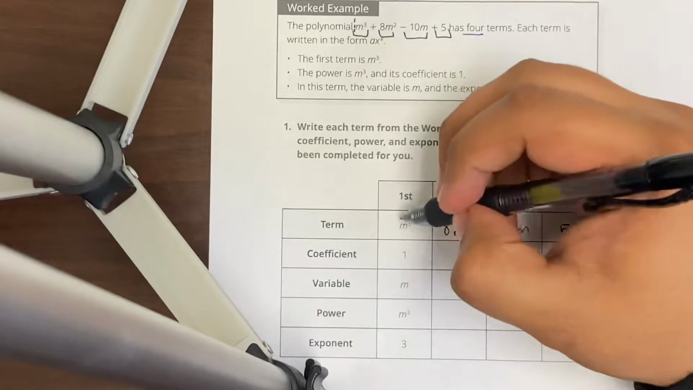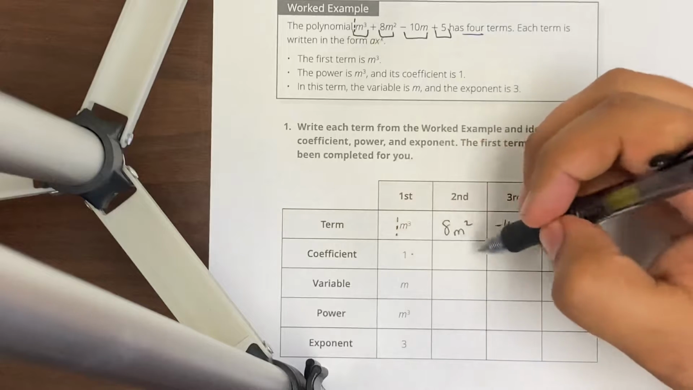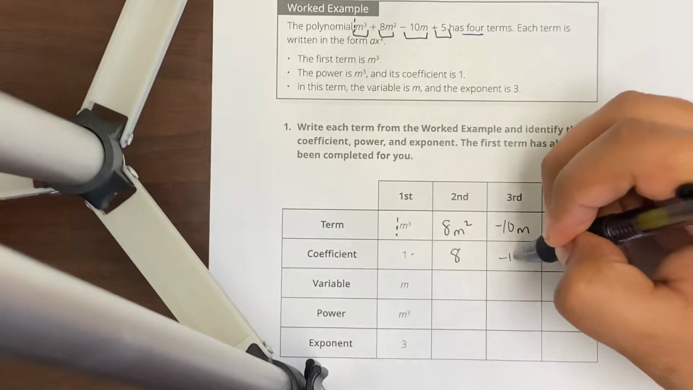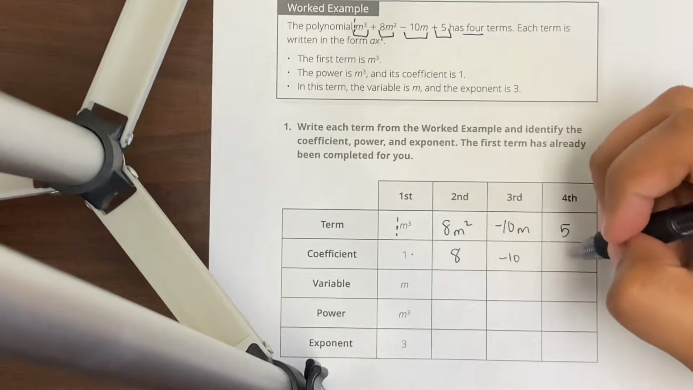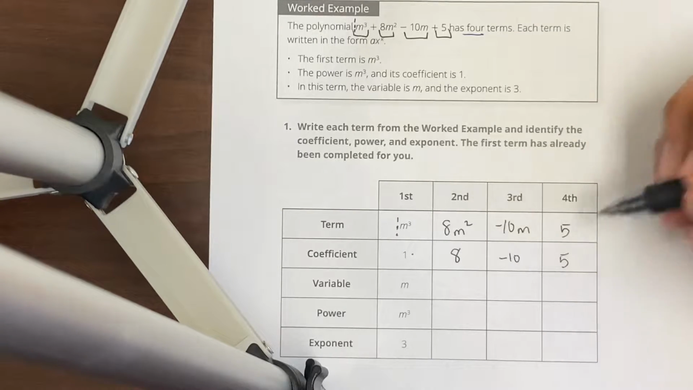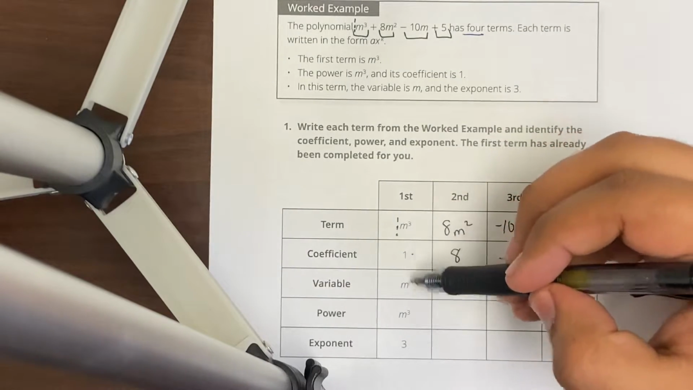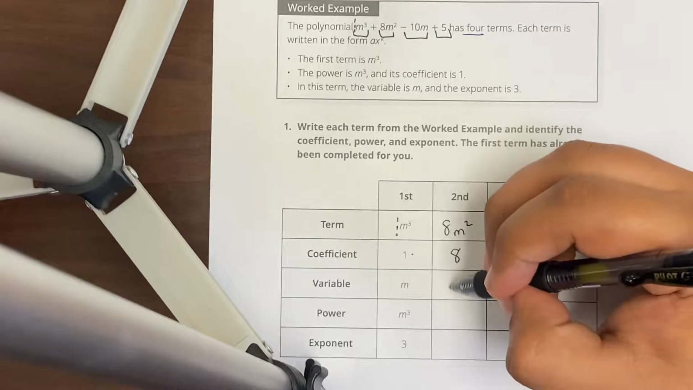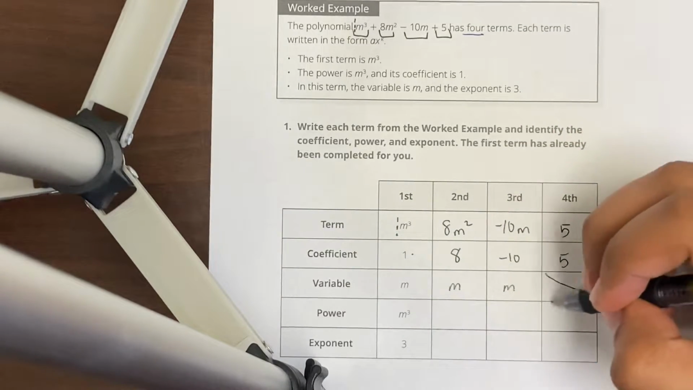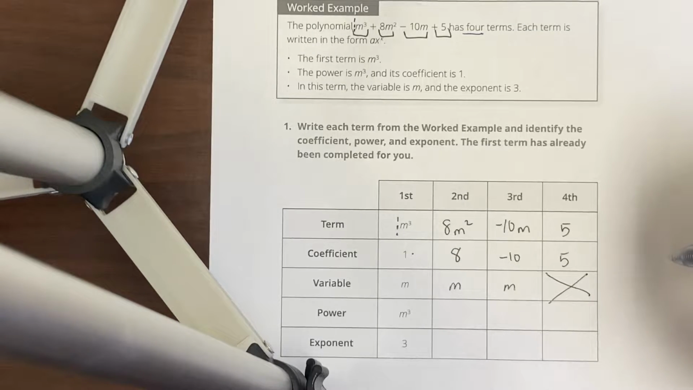After that, like we said, there's an imaginary 1, which is where that 1 comes from. Our coefficient here is 8. Our coefficient here is negative 10. And our coefficient for our last one is 5. There is no variable, no letter here, so it's going to be kind of interesting. Variable: right here it is m. So we're going to say this is also m. This is also m. And right here, there's no variable for this constant at the end.